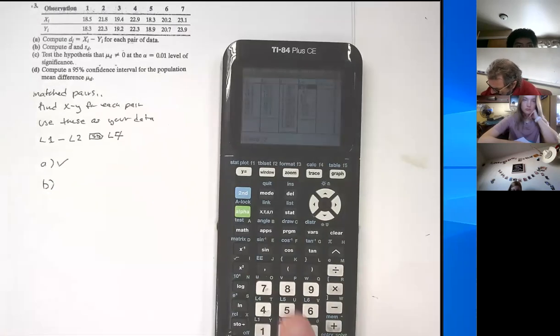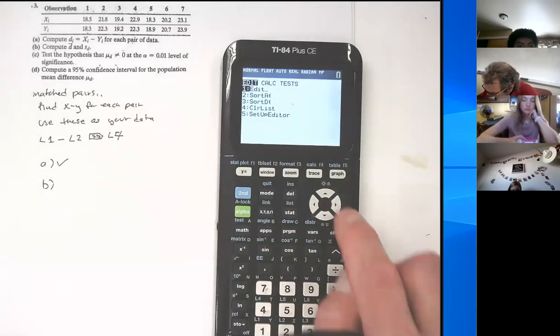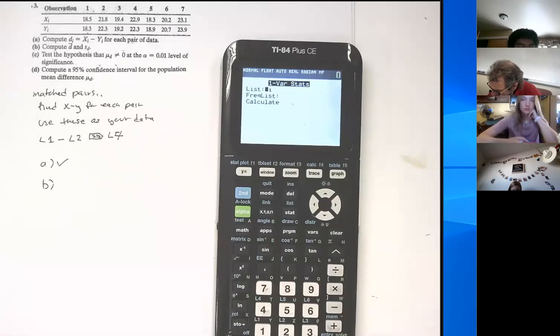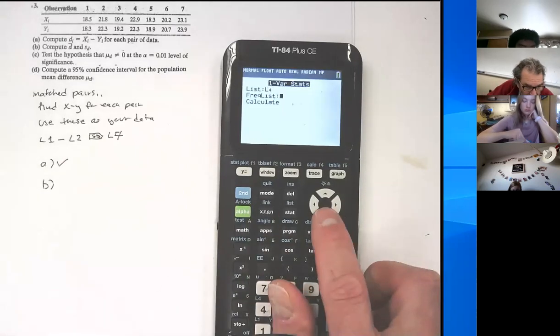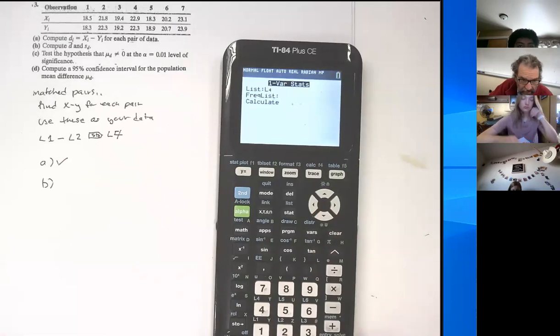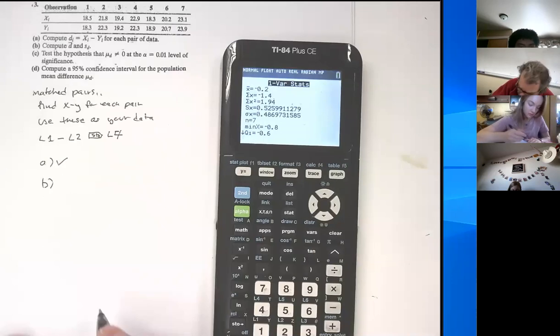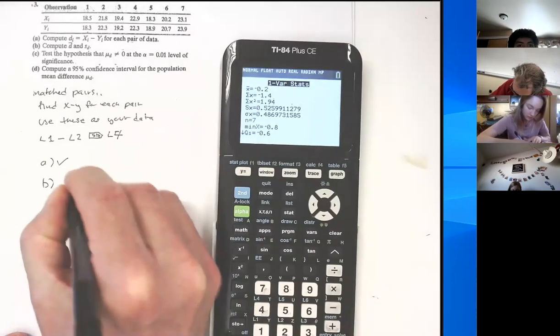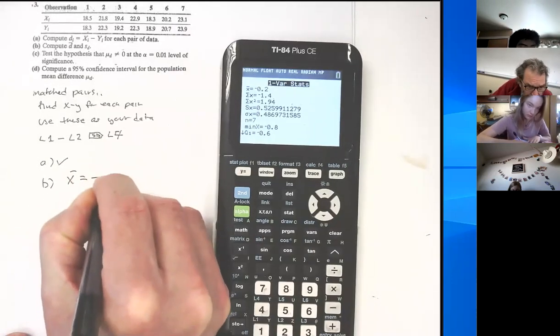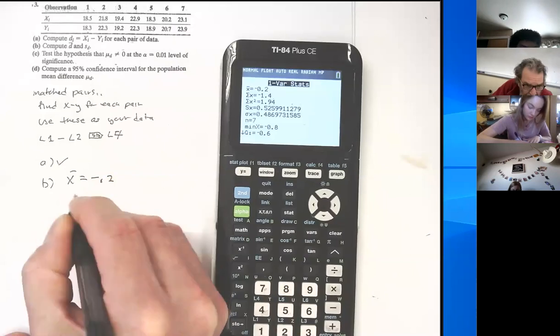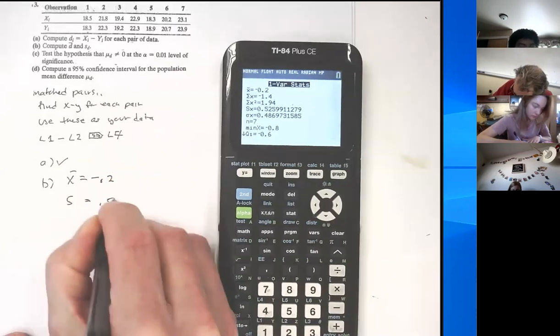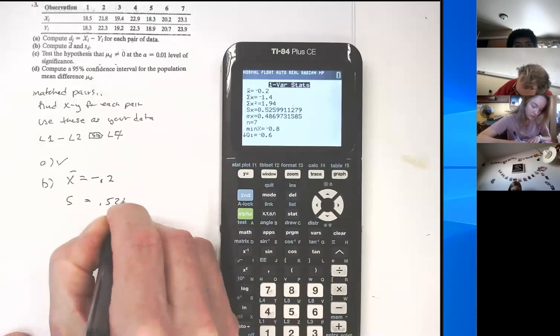So I'll go to STAT, CALC, one variable, and now I have to remember I'm in list 4. Do that. So it says x bar is minus 0.2 and s is 0.52. I'm going to go 0.526 like that.